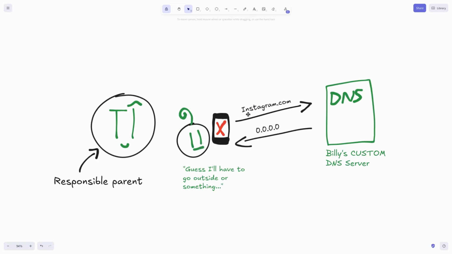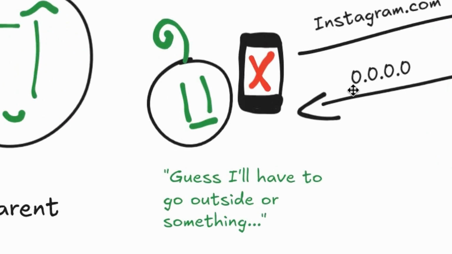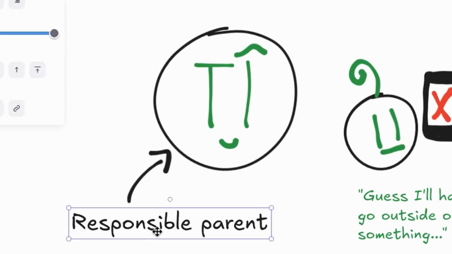So the kid tries to access Instagram.com. There's a reply that comes back from the DNS server. That reply is 0.0.0.0, which obviously is nothing. That doesn't lead to anything. That's a null address. And the kid says, guess I'll have to go outside or something. So essentially, this makes Billy a responsible parent.